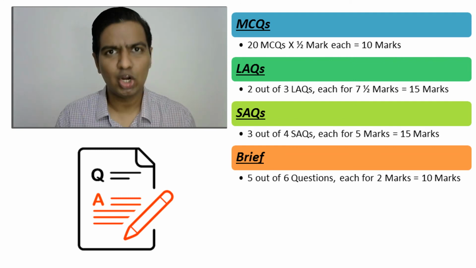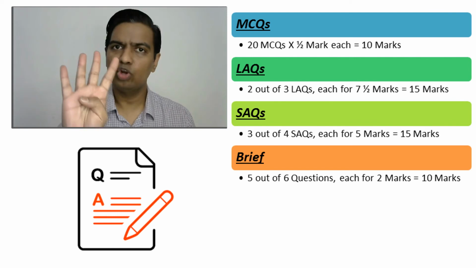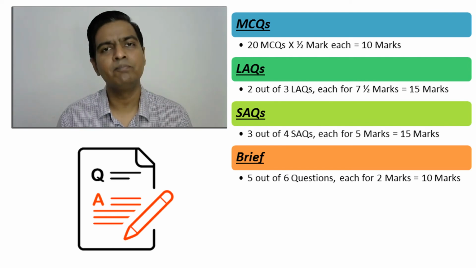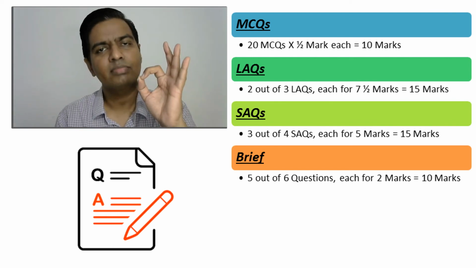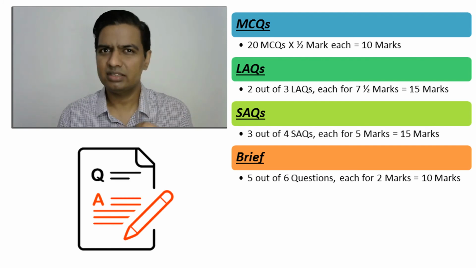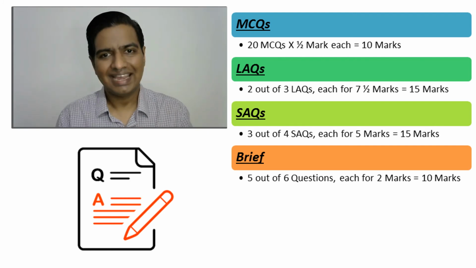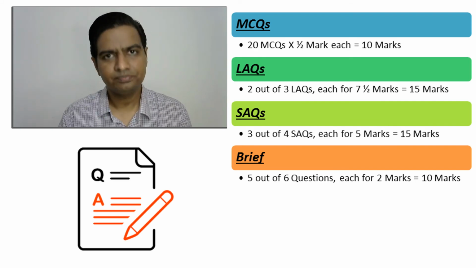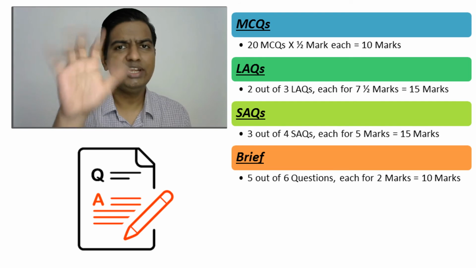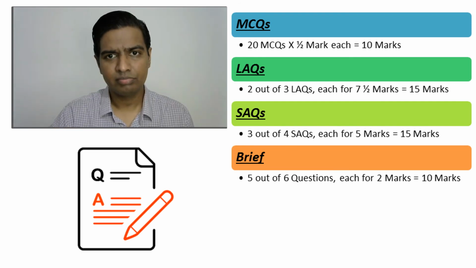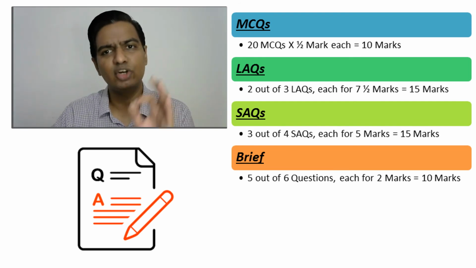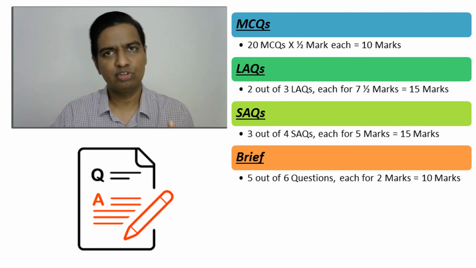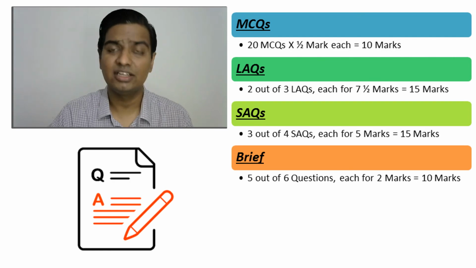Then come short answer questions, or SAQs. 4 questions, you need to attempt any 3 of them. Each SAQ is for 5 marks, so that makes 15 marks more. And lastly, there are answer in brief questions. 6 questions, you need to answer any 5 of them, and these questions are for 2 marks each. So that's a total of 10 marks, and that's how your exam paper pattern would be. Now this is paper 1. There's also a paper 2.